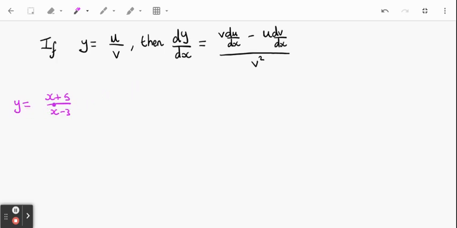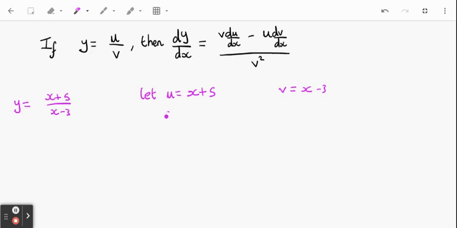So we've got the function y equals x plus 5 over x minus 3. Just as a side note, if you have been watching my videos on the product rule, you are able to solve this using the product rule, but the purpose of this video is to show us how to use the quotient rule. So we can let u equal the numerator, x plus 5, and we let v equal x minus 3, that's the denominator.